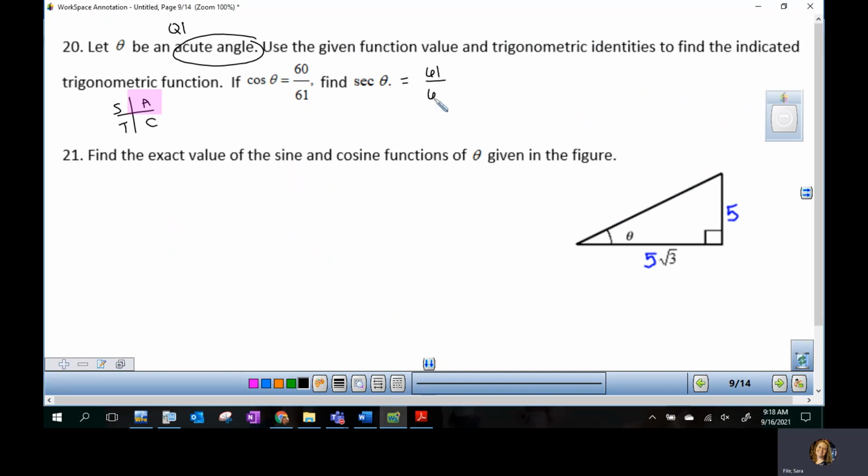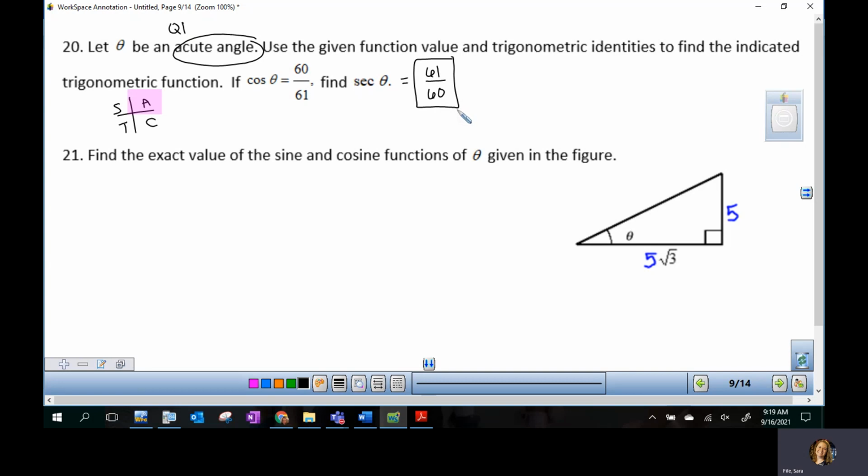Just flip it. You've got to know which functions are reciprocals of each other. Cosine is secant, sine is cosecant, tangent is cotangent. Okay? You got to know those reciprocals because there may be just a simple one where it's just, oh, I know that one. I don't even have to find the third side. Right?